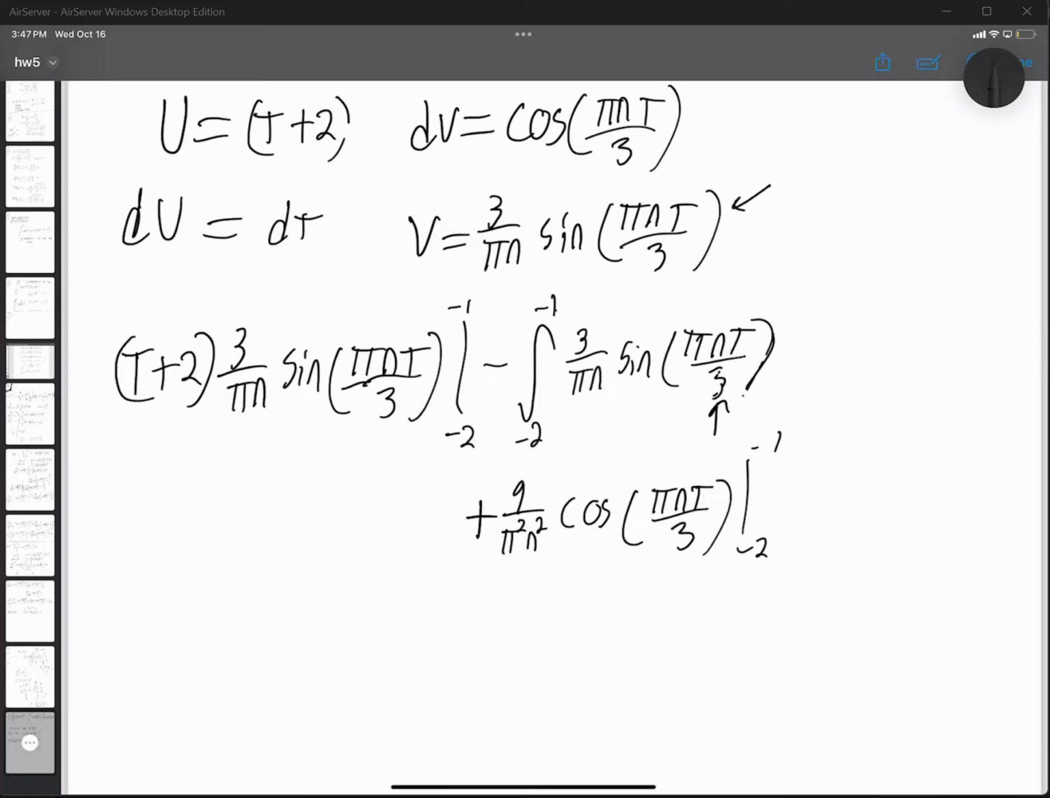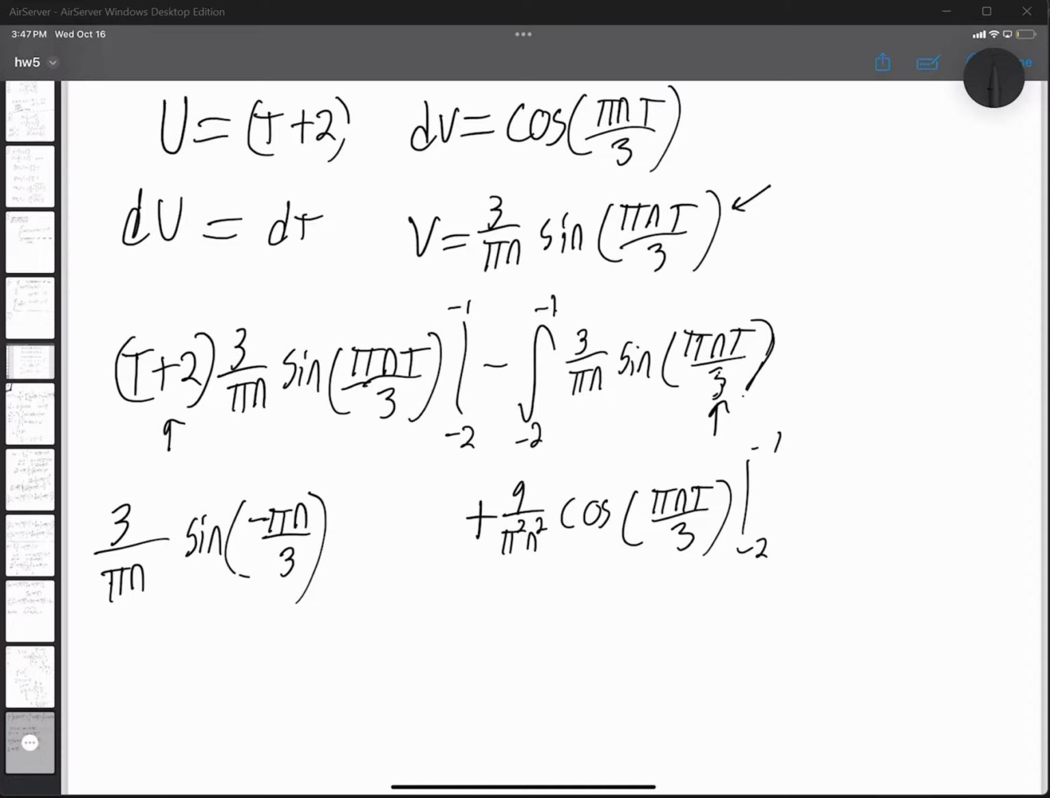Okay, so it's going to be 3 pi n, because it makes a 1 from this in here, times sine of -pi n divided by 3. Then we got -2 on the bottom. Makes 0. Beautiful. We love 0. Means I don't have to do anything else.